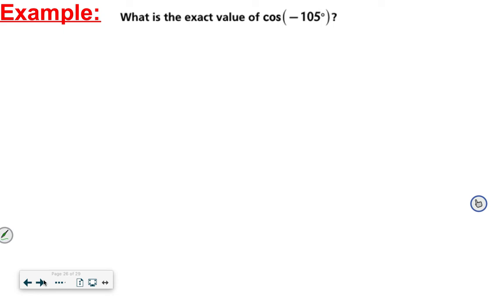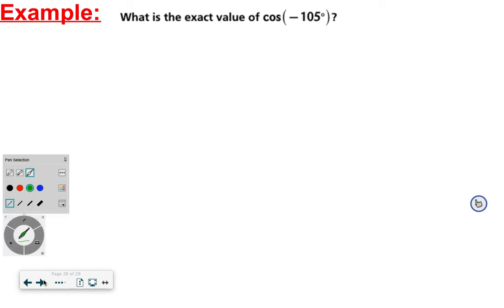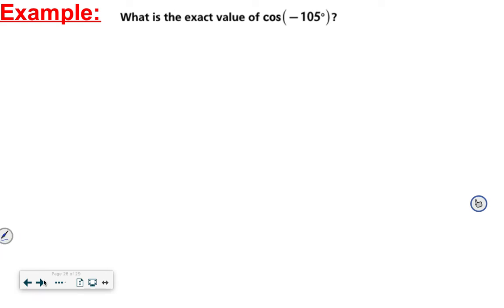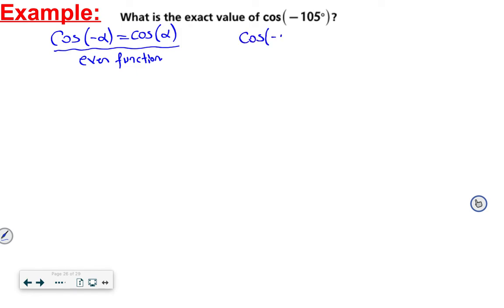What is the exact value of cosine negative 105? First of all, ladies and gentlemen, I would like to remind you, remember that the cosine function is an even function. What does that mean? Cosine negative alpha is equal to cosine alpha. This is the even function property. So I can also write it down: cosine negative 105 is equal to cosine 105. It's the same thing.